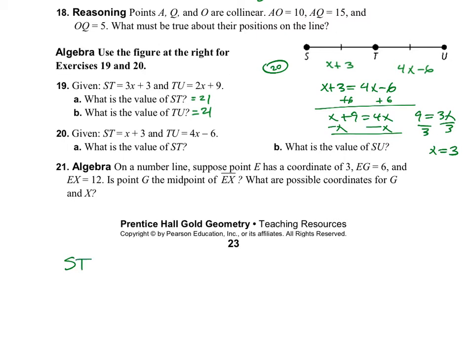So again, I'm going to find ST. So ST equals 3 plus 3 is 6. I'm substituting the x right here. I want to find TU. TU equals 4 times 3 minus 6, 12 minus 6, 6. Wait, I have a little mistake right here. This is 6, I'm multiplying instead of adding. So again, both of them are the same. That's a way of checking your work.